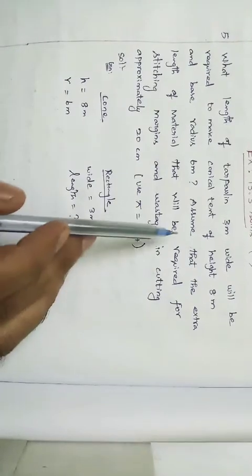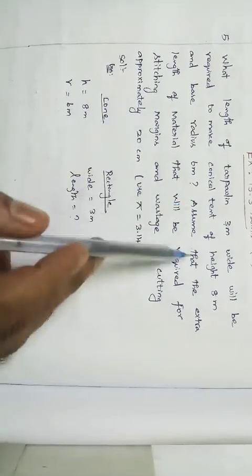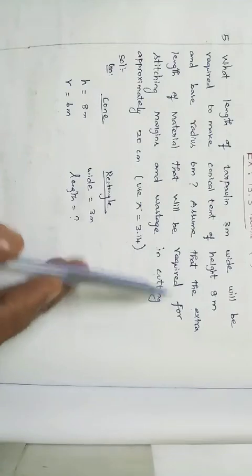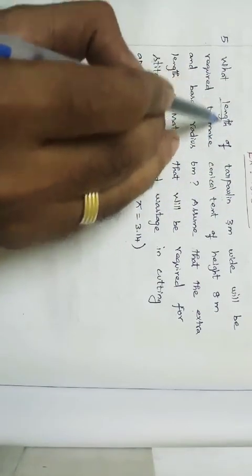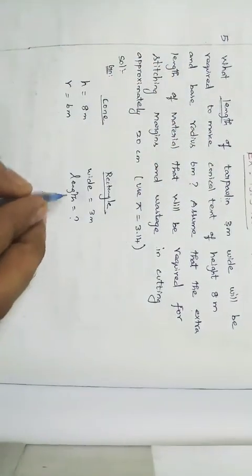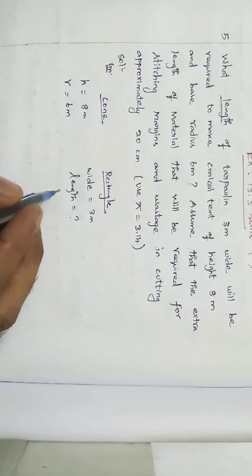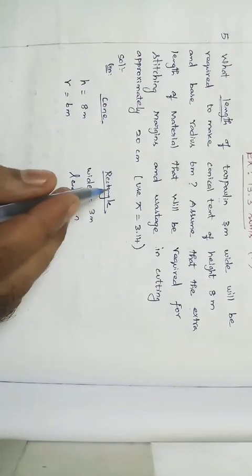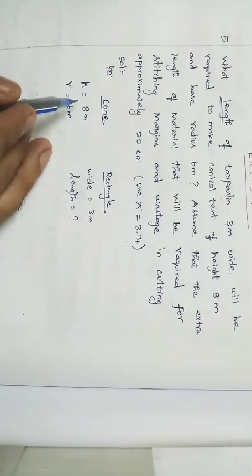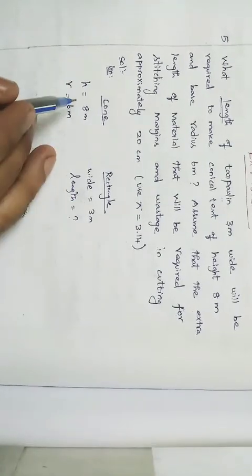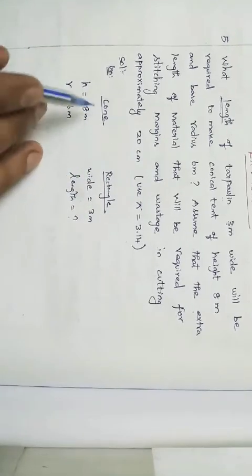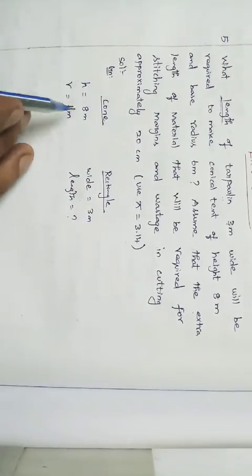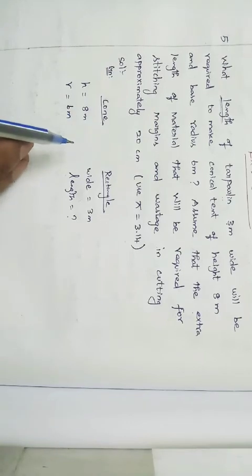Now what do we want to find? Assume that the extra length of material that will be required for stitching margin and wastage in cutting is approximately 20 centimeter. What length of tarpaulin? So we want to find the length alone, length of tarpaulin, right? Length into breadth. The rectangle has been made as a cone. So area of a rectangle is equal to surface area of a cone. Curved surface area or total surface area?